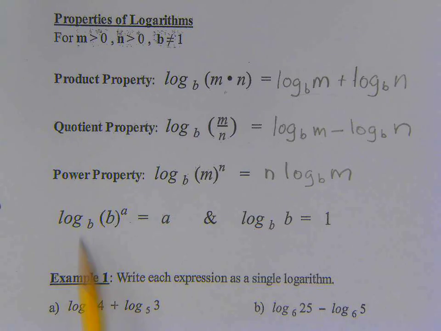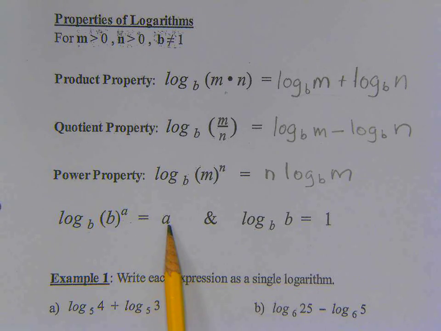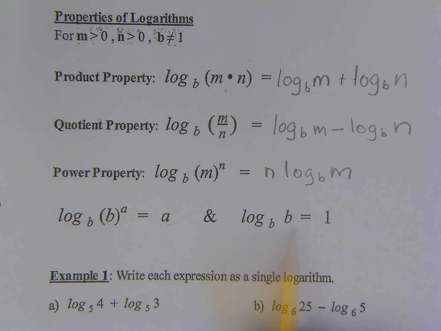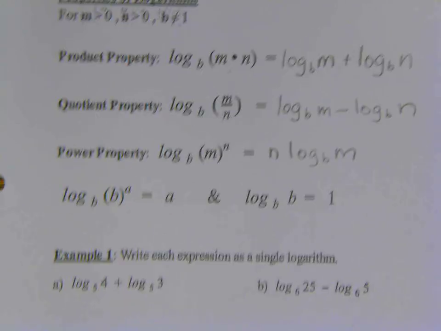And these are just some things to know. If you see log b of b to the a power, it's going to be a. I mean, you could think of it this way. If you pulled the a out, you'd have a times log b b. But log b b is 1, right? Because b to the 1 is b. So those are just a couple things to know. If you see those, just write that.